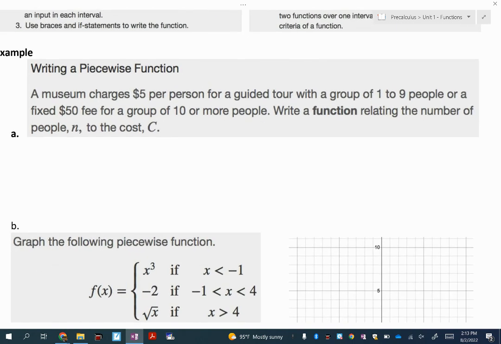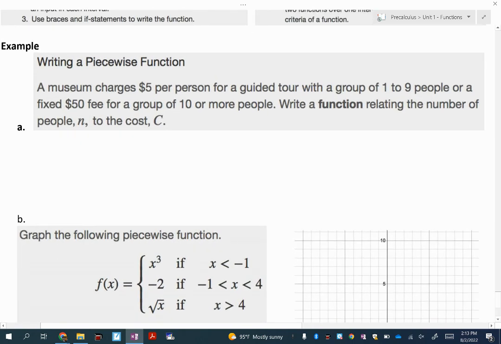So look at this one here. A museum charges $5 per person for a guided tour with a group of 1 to 9 people, or a fixed $50 fee for a group of 10 or more people. Write a function relating the number of people n to the cost c.